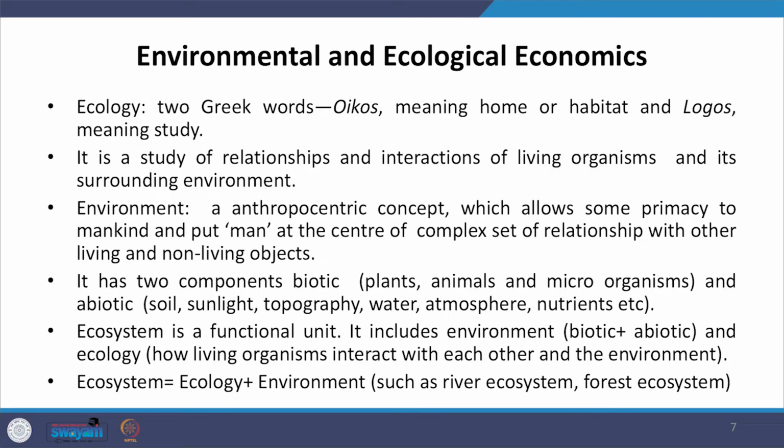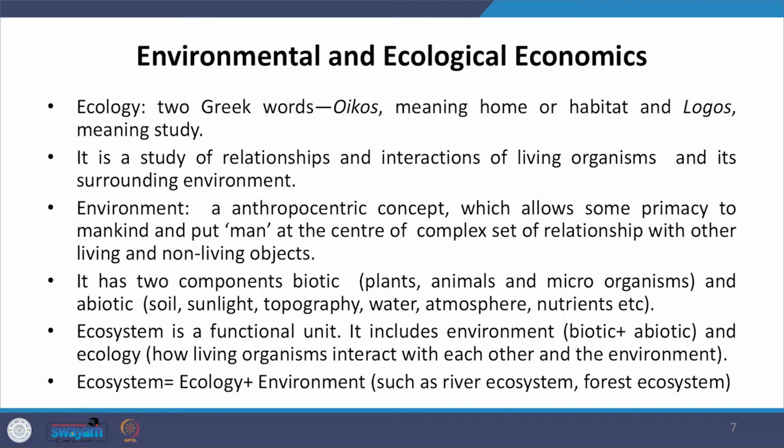Environment as a concept is closer to anthropocentric, or we focus more on anthropogenic activities within the environment, which allows some primacy to mankind and puts man at the center of a complex set of relationships with other living and non-living objects. So, this is the basic difference. Ecology focuses on the study of habitat, while environment takes into consideration man at the center and everything revolves around humankind. Environment has two components, biotic, which includes plants, animals and microorganisms, and abiotic, which includes soil, sunlight, topography, water, atmosphere, nutrients, etc.